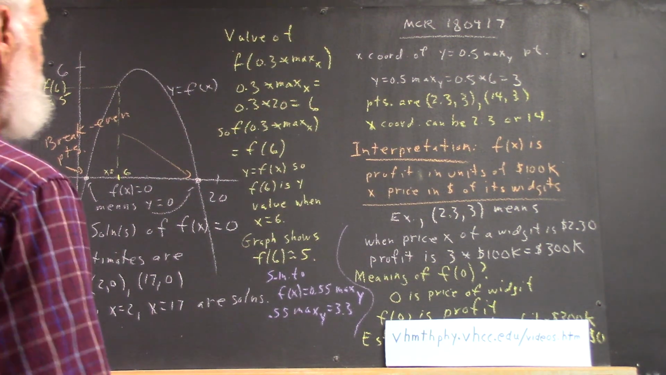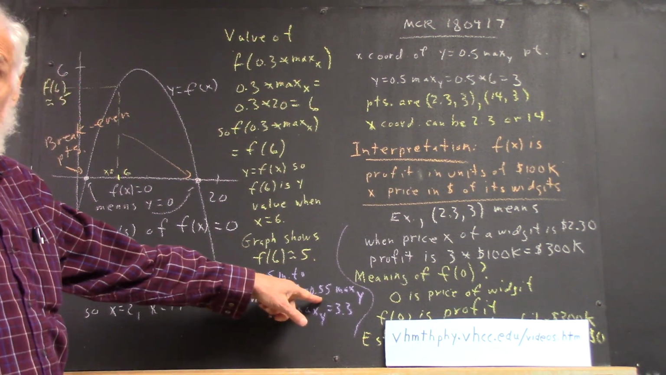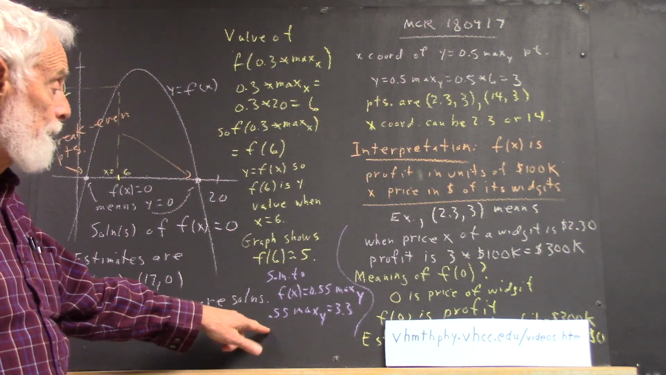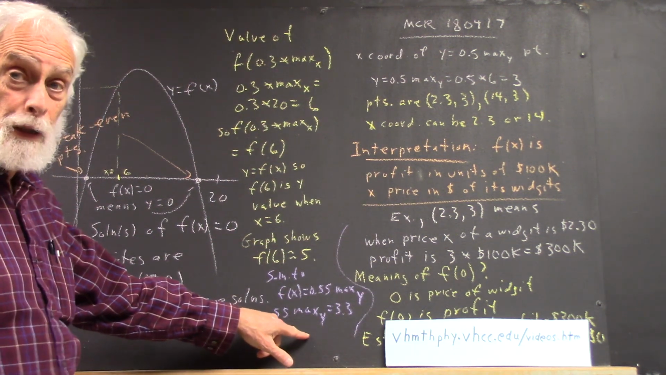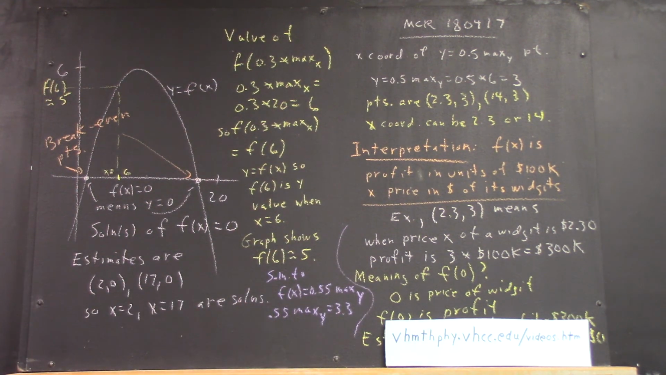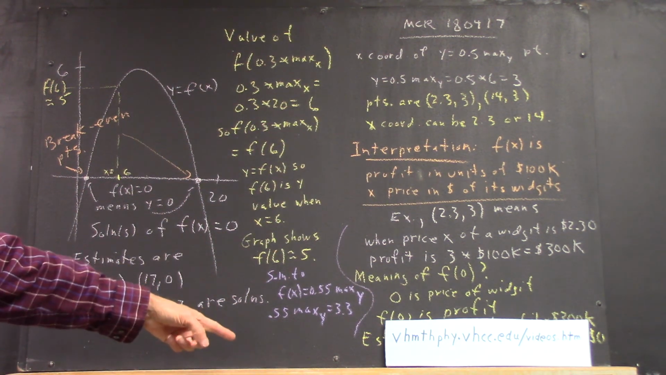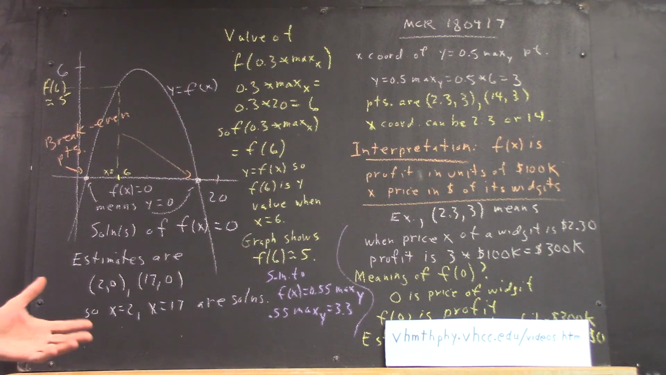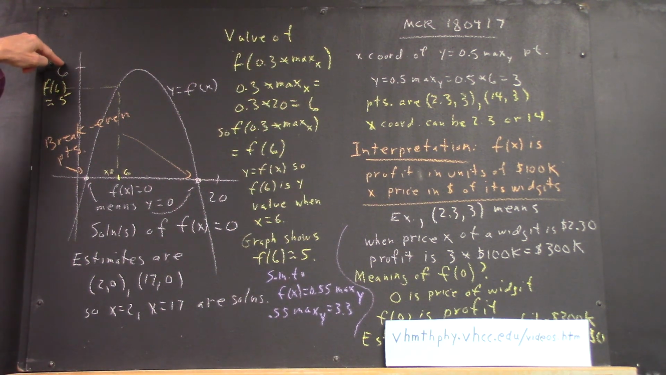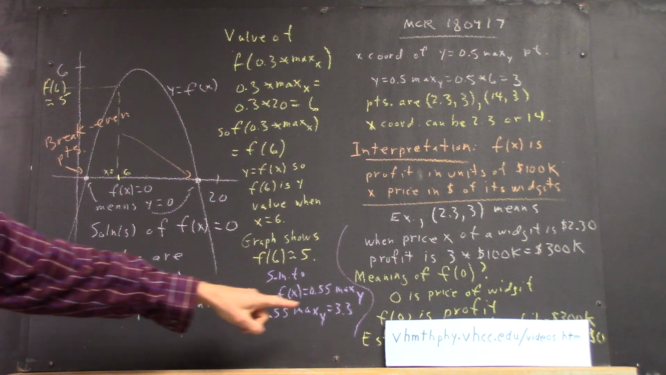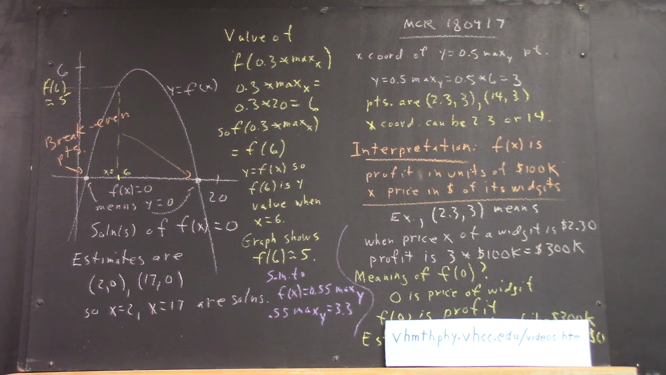Okay, so we want the solution to f of x equals 0.55 max y. Well, that should be a straightforward calculation. Maybe you can do it in your head, maybe you need to punch it in, maybe you need to do it on paper. Whatever you do, it's an easy thing to do. Some ways are quicker than others, but no way takes very long. Max y is 6. 0.55 times that is 3.3.